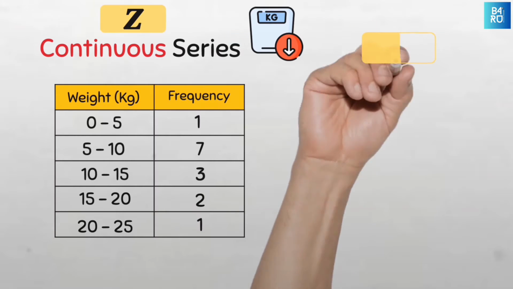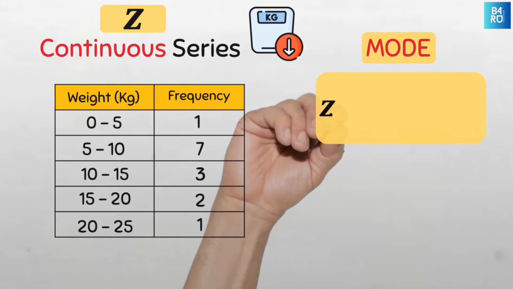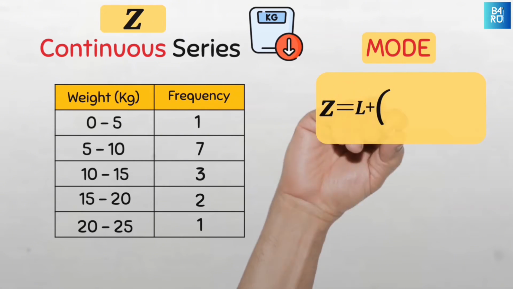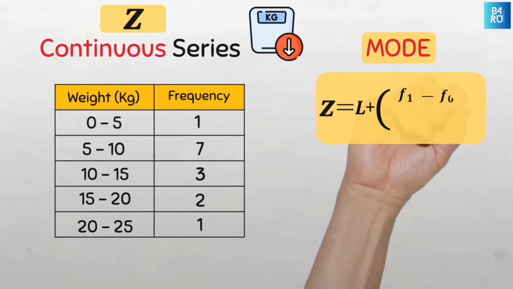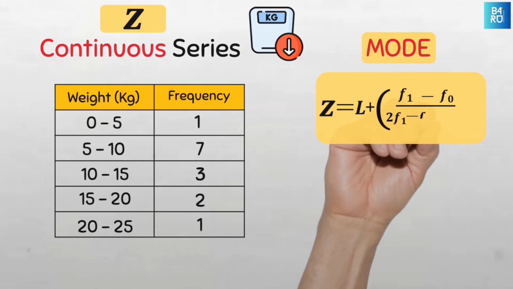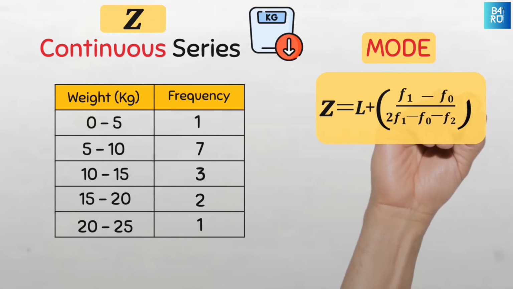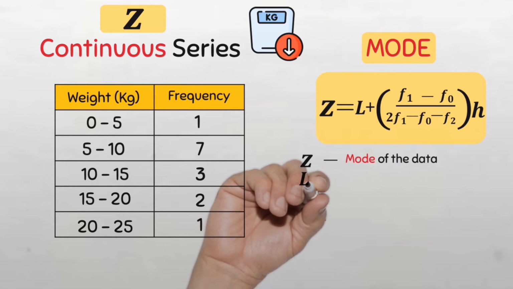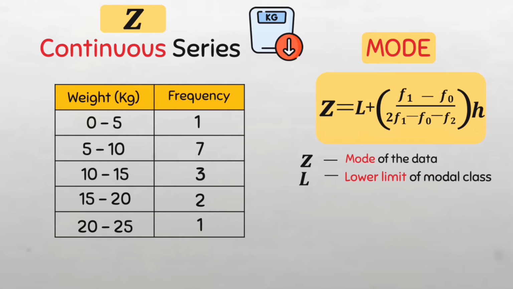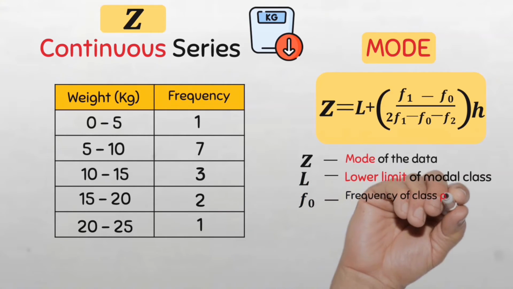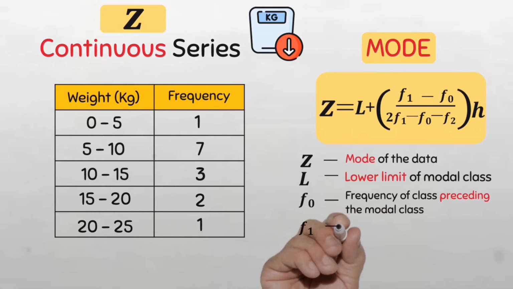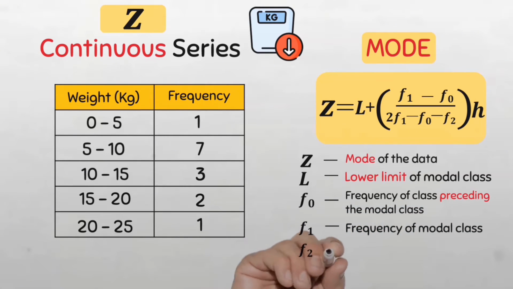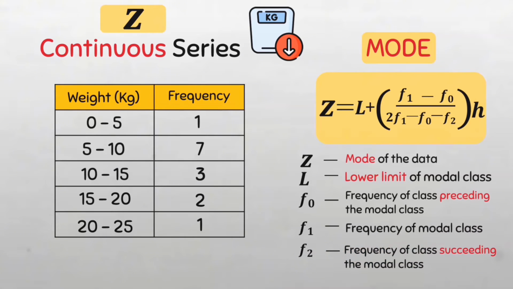Awesome. The mode of continuous series data is given by the formula Z = L + ((f1 − f0) / (2f1 − f0 − f2)) × h. Here, Z represents the mode, L is the lower limit of the modal class, f0 is the frequency of the class preceding the modal class, f1 is the frequency of the modal class, f2 is the frequency of the class succeeding the modal class, and h is the size of the class interval. So let us apply this formula to find the mode of this data.